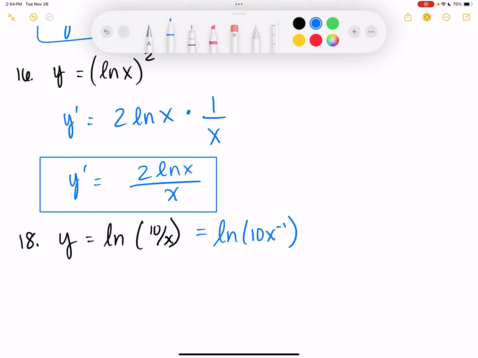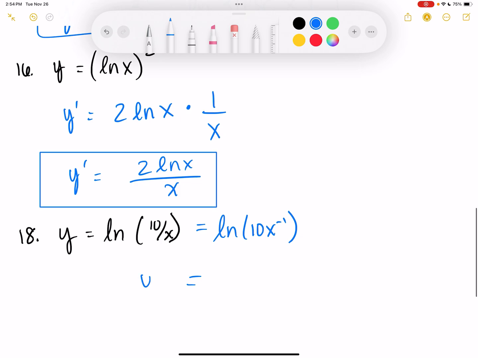So this would be 1 over all this stuff in here, so 10x to the negative 1, times the derivative of in here. What would the derivative of this stuff in here be? Negative 10x to the negative 2. Yep.